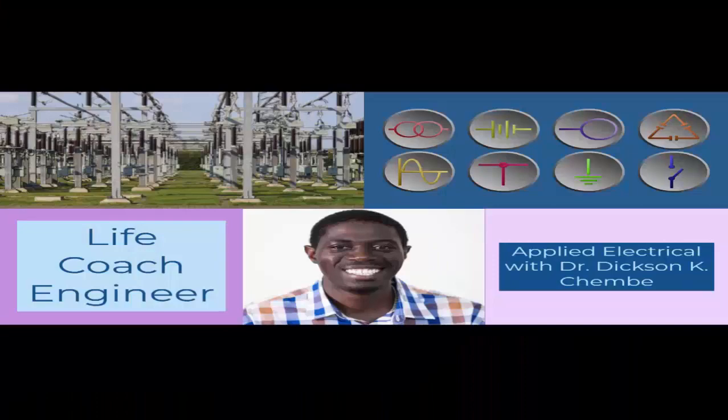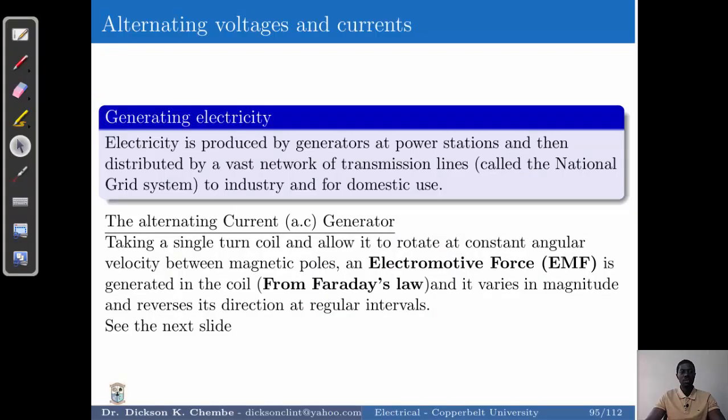Electricity is produced by generators at power stations, and then it is distributed through a national grid system or transmission lines to various industries and domestic purposes. That's where you have step-up transformers that transform the power generated by generators through the transmission lines, and then later on step down for various uses: industry, higher voltages, domestic use, usually single phase.